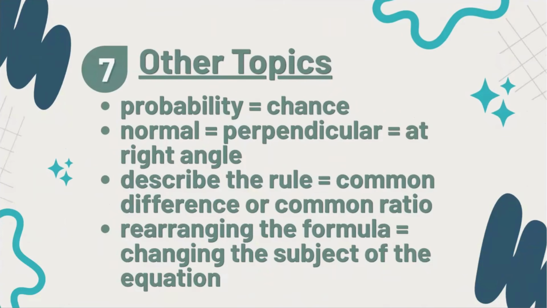Then if they're asking you to describe the rule of a sequence, it can be the common ratio or the common difference depending on what type of sequence it is. So that's also the same thing. And when they say rearranging the formula, it's the same as changing the subject of the equation. So both are, once again, talking about the same thing. Rearrange the formula and make this the subject, change the subject and make this variable the subject. So they're the same thing.